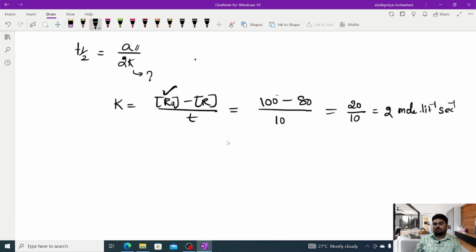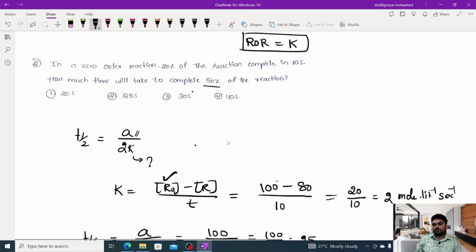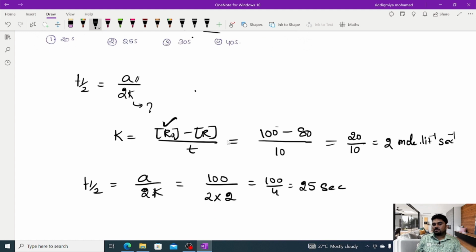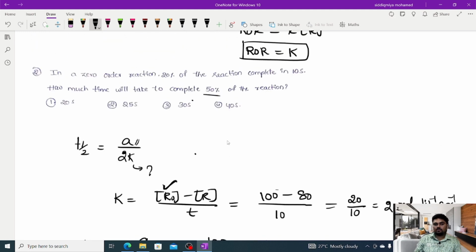So here t half is equal to A by 2K. We have found K. A you can take as 100. So 2 into K is 2 into 2, so you will get 100 by 4, which is 25. It is in seconds, 25 seconds. So the answer is 25 seconds. 20% completes in 10 seconds, and t 50% is 25 seconds. Got it? This is the answer.